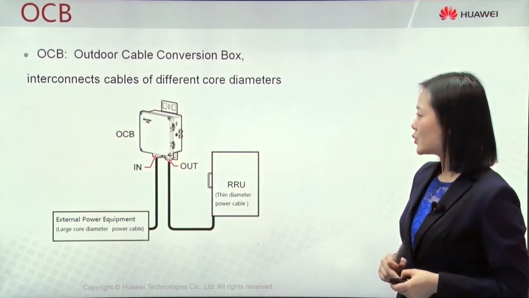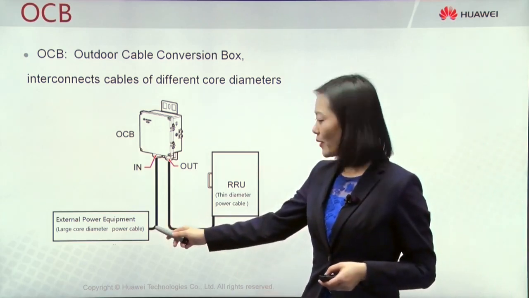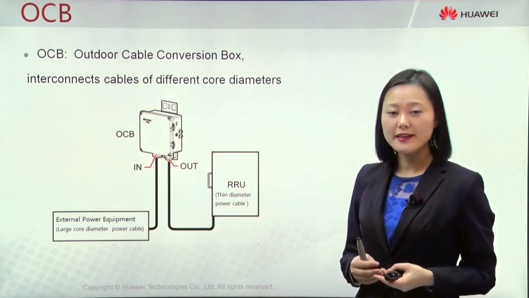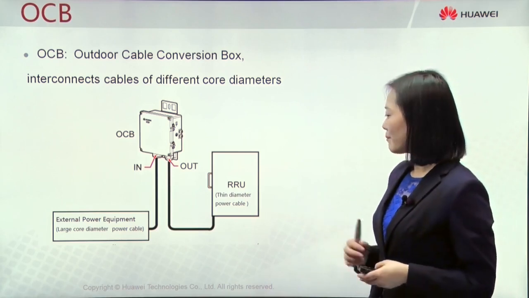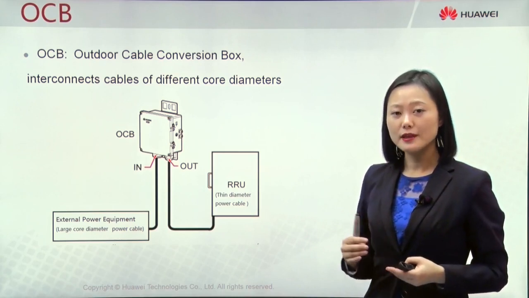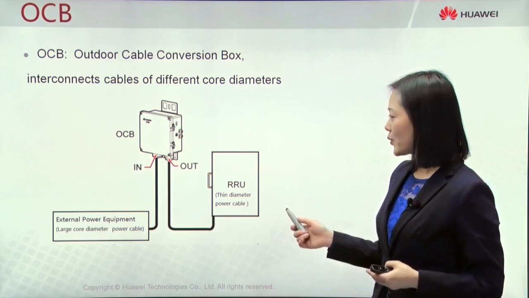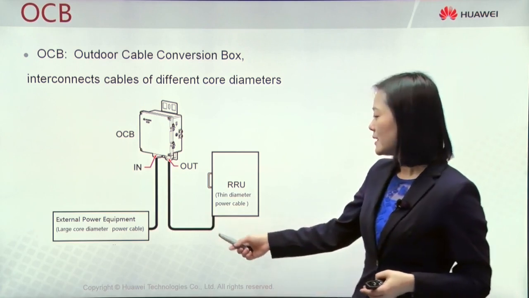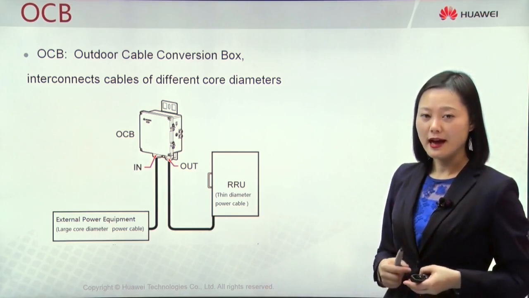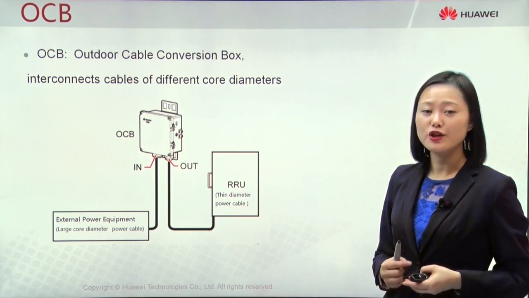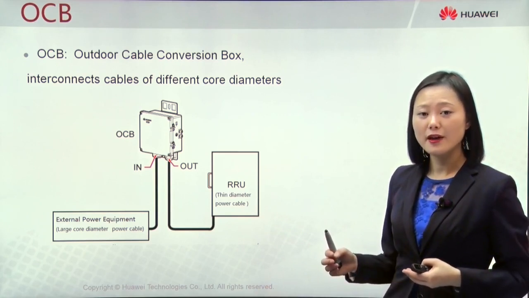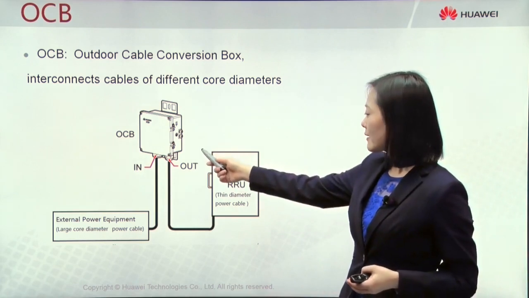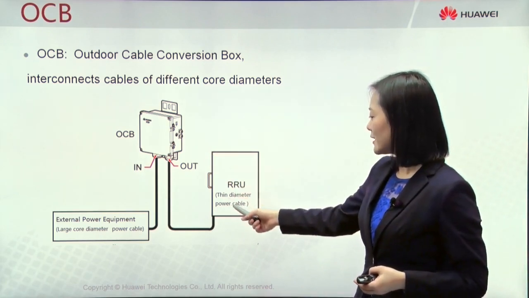This OCB box is used to convert large core diameter power cable to thin diameter power cable. The power cable shipped together with RRU is thin diameter power cable. So if the RRU is installed far away from the power supply equipment, the shipped power cable is not enough to get power from the power equipment and send it to RRU. Like a high-speed rail or high-speed road site, RRU is normally installed like 10 km away from the power equipment. So in this condition, we need one OCB near the RRU to provide the power to the RRU.